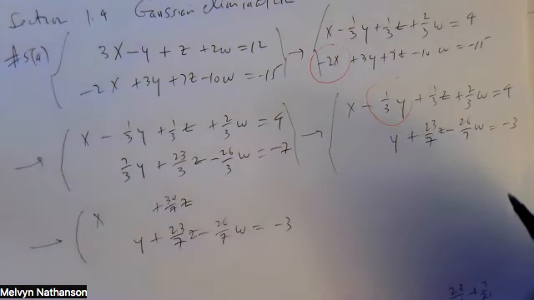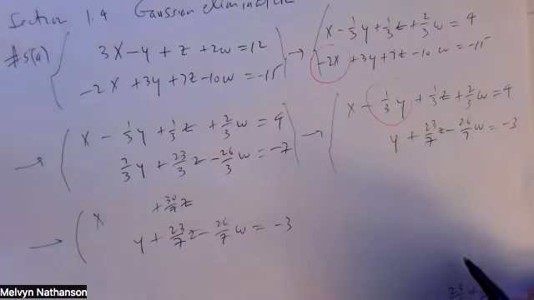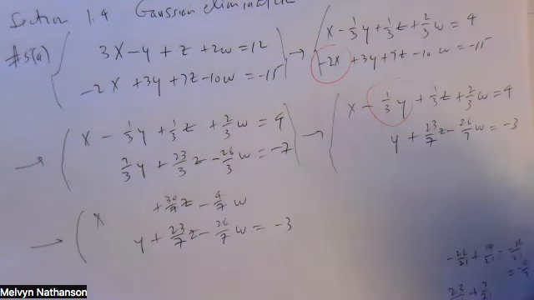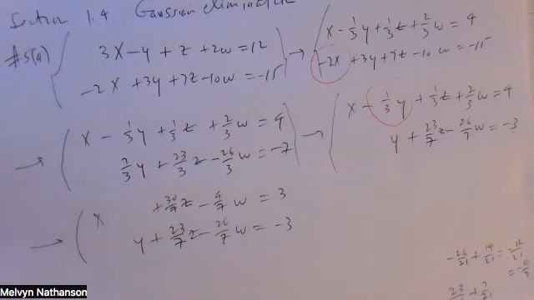Minus 26 over 7 times 1/3 is minus 26 over 21 plus 2/3, which is 14 over 21. So this is minus 12 over 21, which is minus 4 over 7 w. And if I multiply this by 1/3, I get minus 1 plus 4 equals 3. So if I was lucky and did my arithmetic correctly, this is now my set of equations, which has exactly the same solutions. That means it is equivalent to the first set.